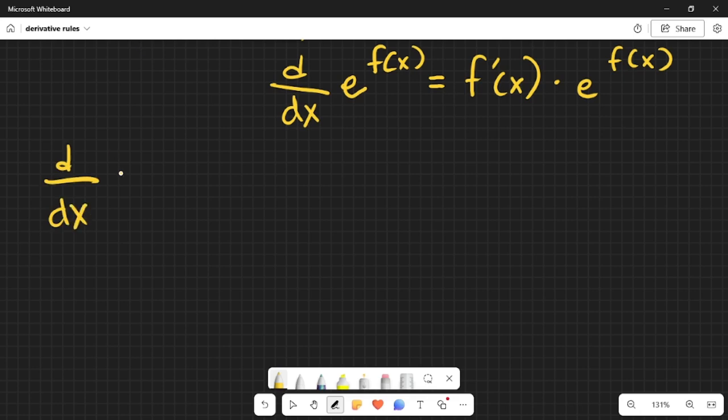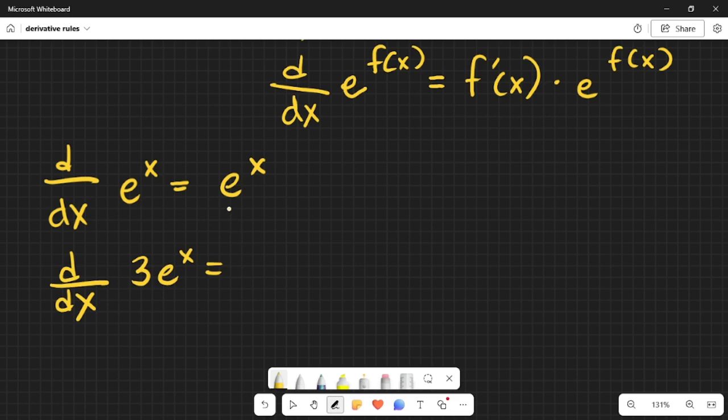First example, find the derivative of e to the x. The derivative of e to the x will always be e to the x. For our second example, find the derivative of 3 e to the x. It would be the same using the constant multiple rule. If we multiply by 3, and then e to the x is still the same.